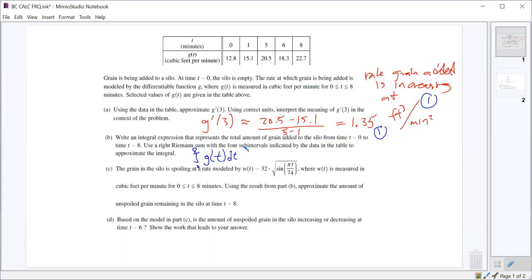All right, then we'll just do our right Riemann sum to approximate that integral. So 6 to 8 is 2 units. The right endpoint of that is 22.7. And then 18.3 times 1. And then 4 times 20.5. And then 1 times 15.1. What does that all come out to be? 160.8. Great, 160.8.